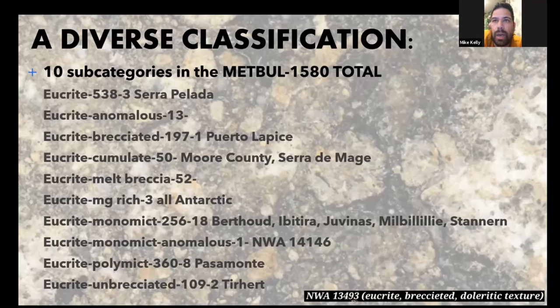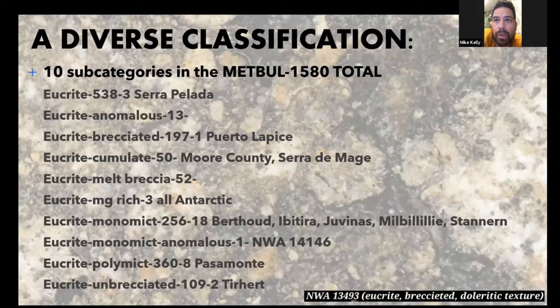Eucrite breccias, 197 of those. Again, it's a large amount. Brecciated just means it contains chunks of clasts of rock in either a fine grain matrix of powdered rock, or even just mineral fragments as the matrix.